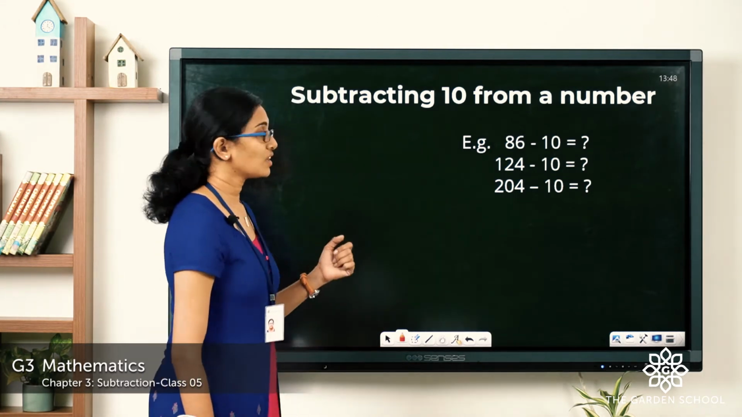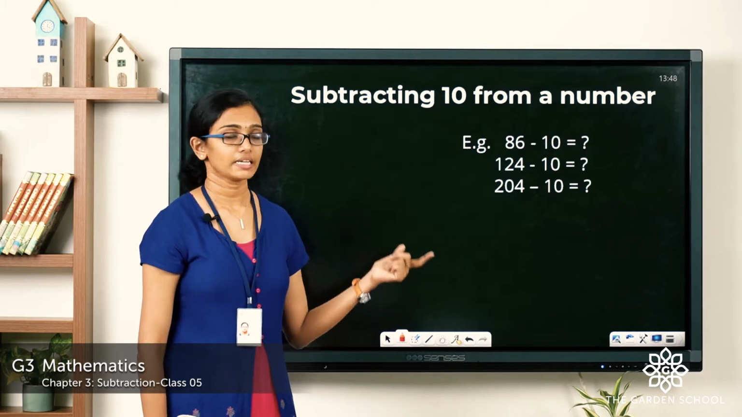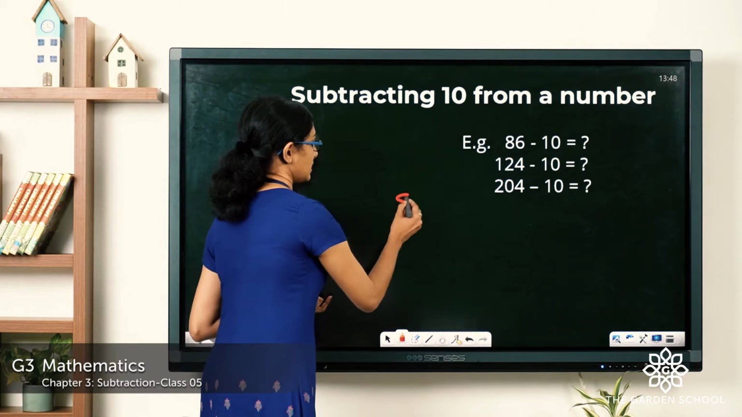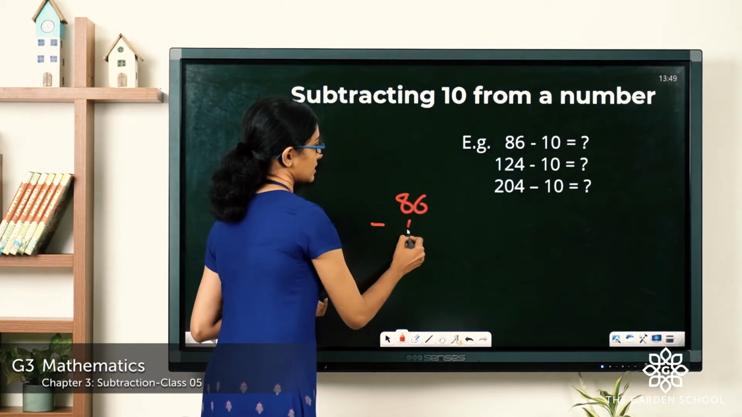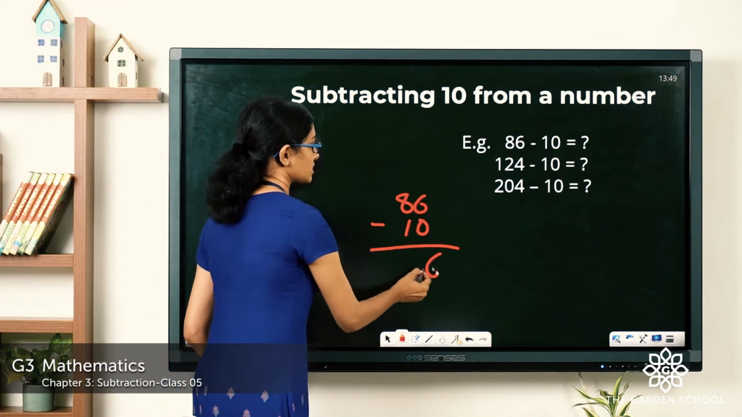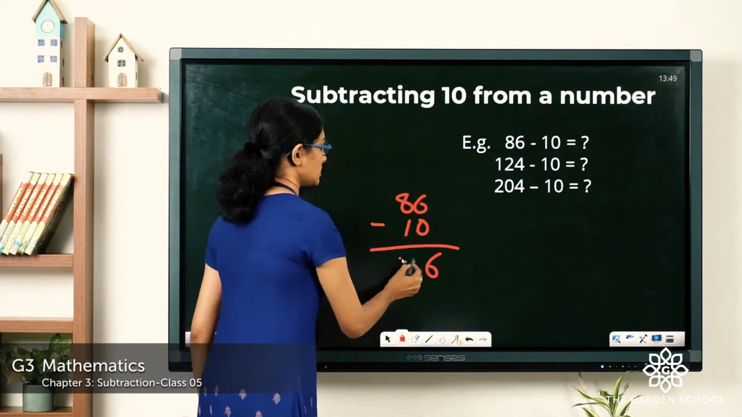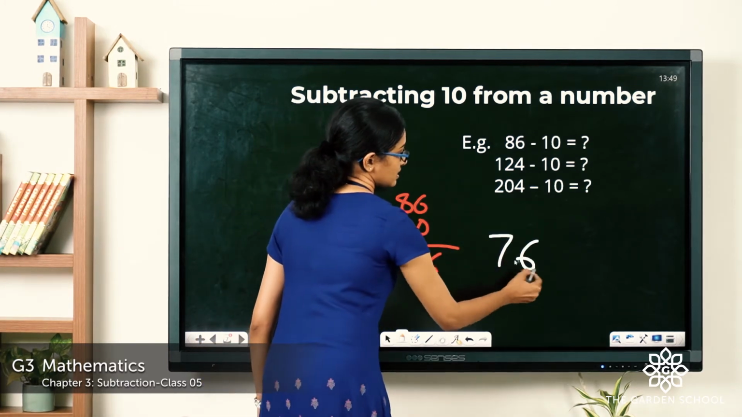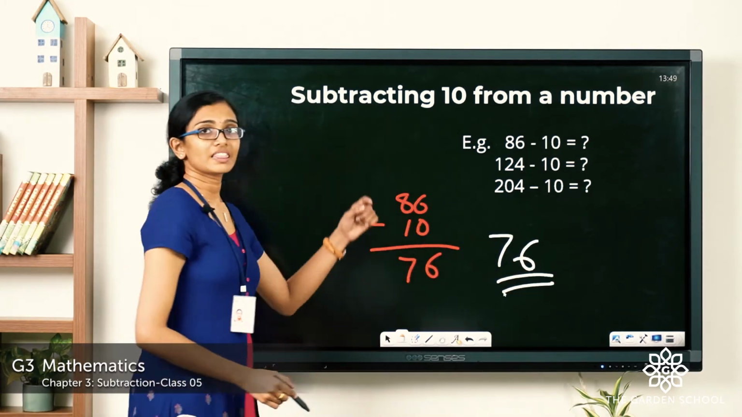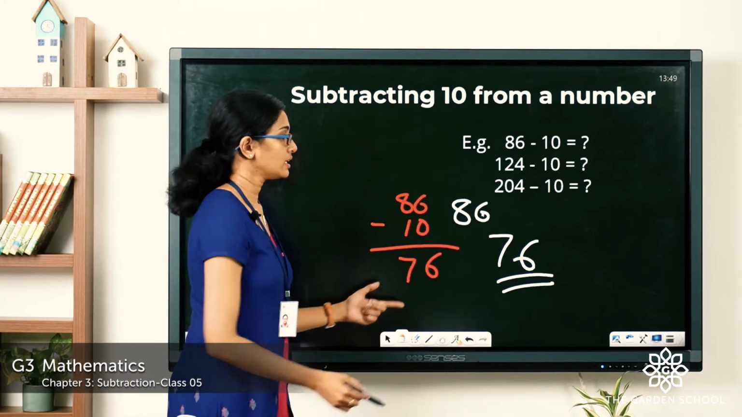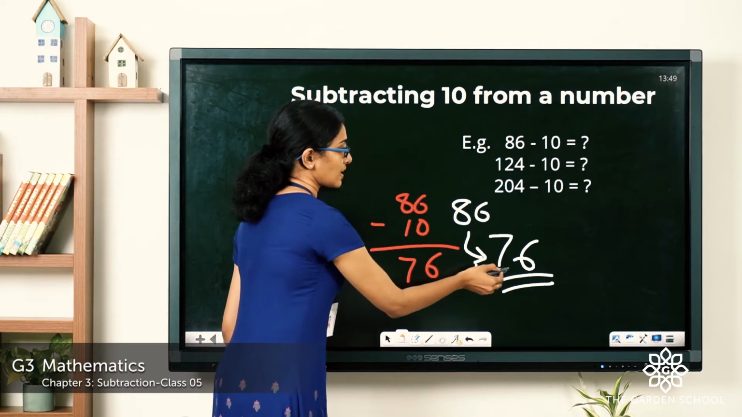See, the first example, 86 minus 10. What is the difference of 86 and 10? It is 6 minus 0, 6; 8 minus 1, 7. So the difference here is 76, right? So the minuend was 86, and after subtracting 10 from it, it changed to 76.